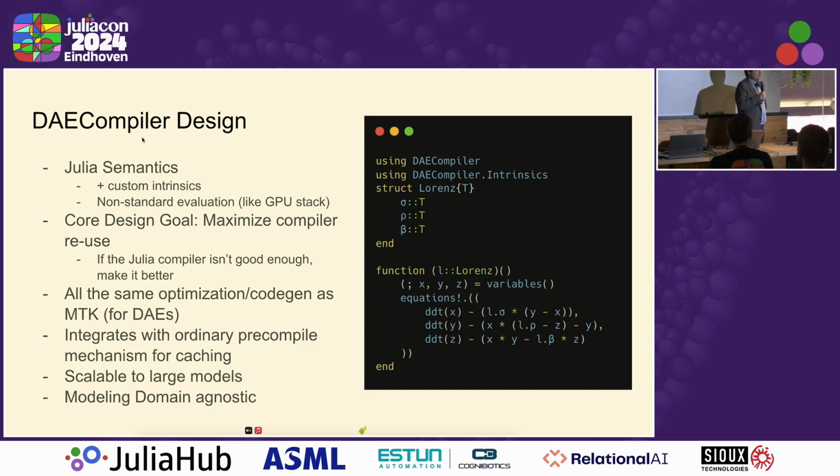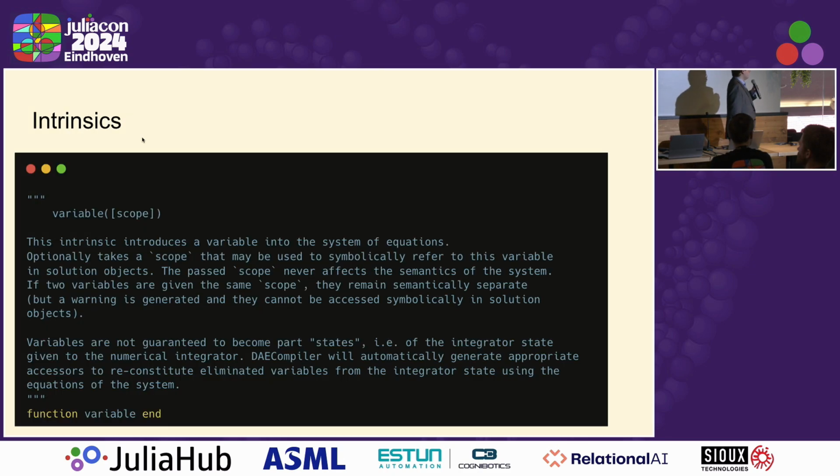It integrates natively with precompiled caching, so it caches the generated code as optimized versions of your model function, just as ordinary Julia caches native code as optimized versions of your ordinary Julia functions. So that all happens transparently under the hood. It scales to the large models we have in the semiconductor domain, but it is still a modeling domain agnostic tool. So a quick tour of all the intrinsics. The first intrinsic you have is variable, which just declares a variable.